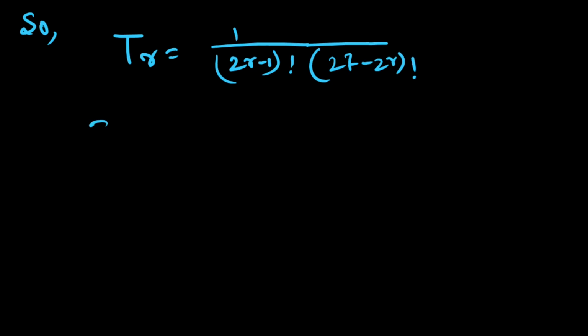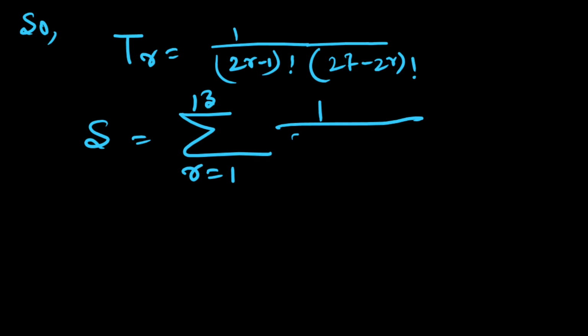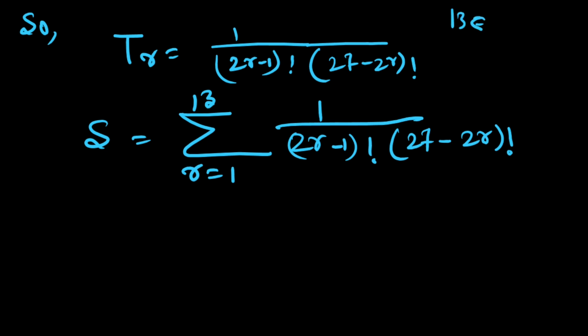Therefore S is equal to the summation over r equal to 1 to 13 of 1 over (2r minus 1) factorial (27 minus 2r) factorial. So our goal is to write 13S equal to 2 power k over n factorial. So we want to write this term in a compact form.